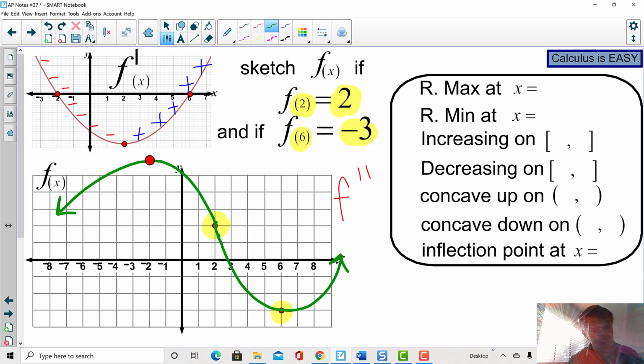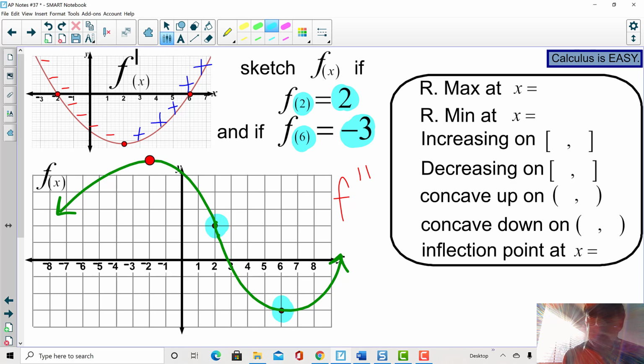Now remember, this is just a sketch, so it's not going to be perfect. Also, the height is not that important. This function could be shifted up or down. The only thing that cannot be changed is this point right here and this point right here. And that's because the original problem said that f of 2 had to equal 2 and f of 6 had to equal negative 3. Otherwise, this function can go as high as you want or as low as you want.